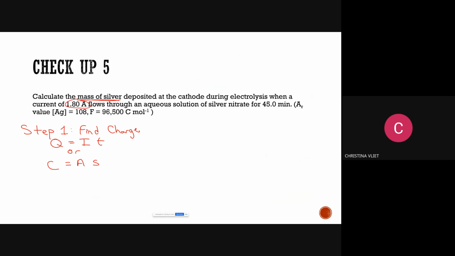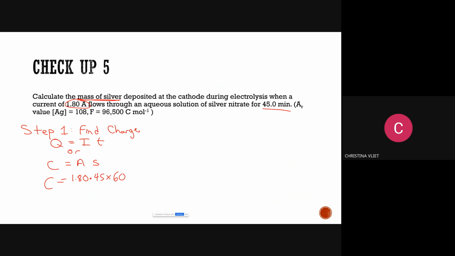So 1.8 amps, got that. And then how many seconds? I've got 45 minutes. Can you change that to seconds? I would do 45 times 60. And so that would give me my amount of coulombs. And that's my first step.